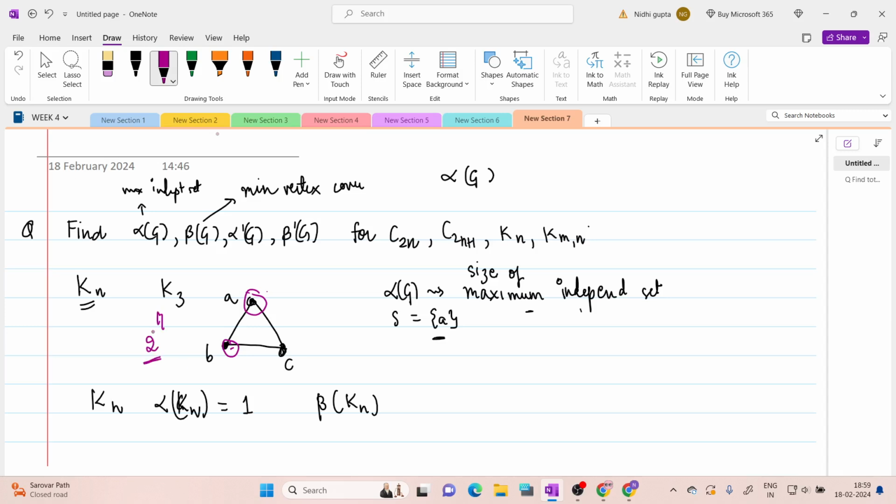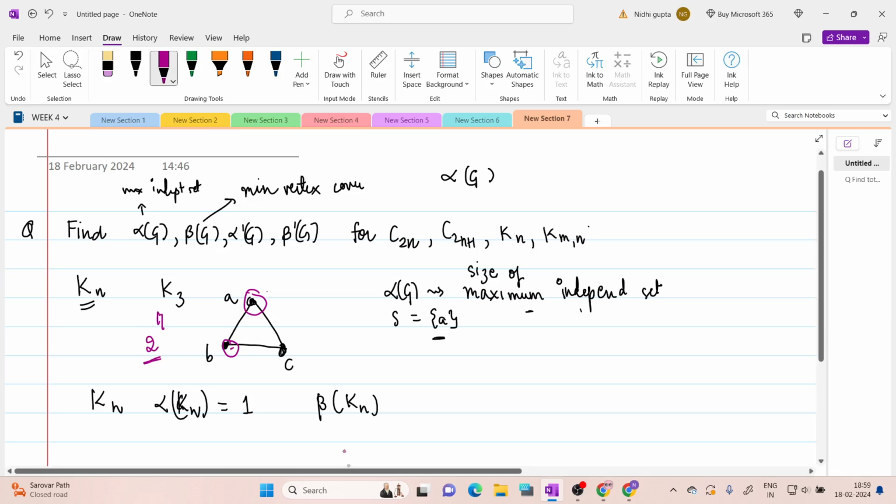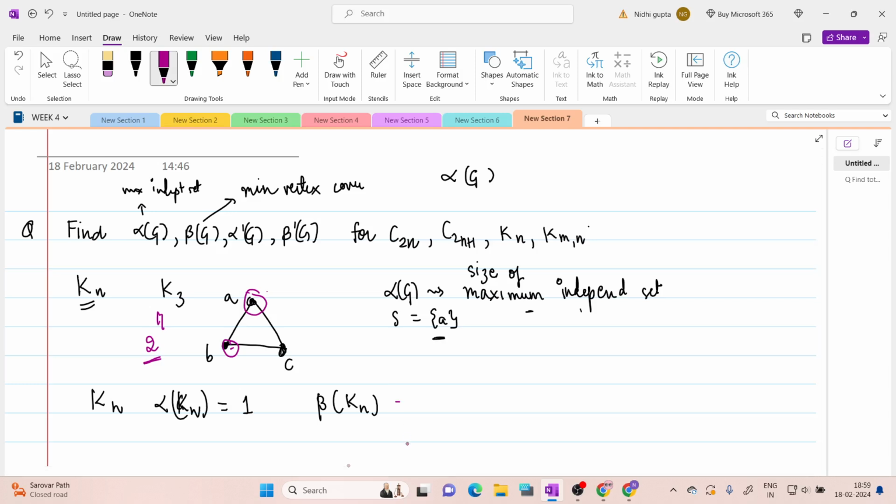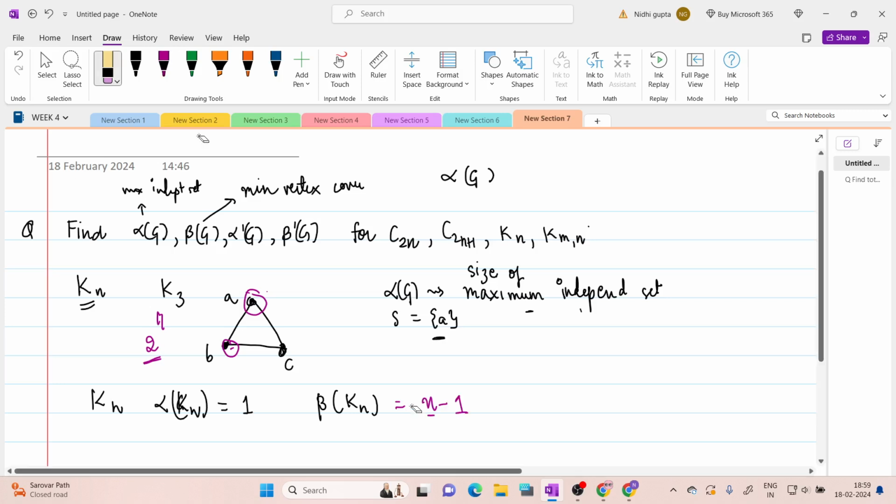Can you generalize for Kn? Total edges minus 1, or total n minus 1? N is not the number of total edges. N is the number of vertices. Yes, it will be the number of vertices minus 1.